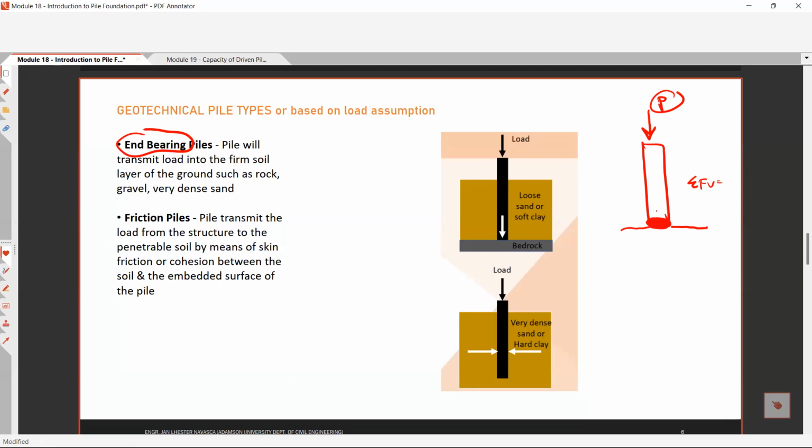For the friction piles naman, ito yung pile transmit the load from the structure to the penetrable soil by means of skin friction or cohesion between the soil and the embedded surface of the pile. So this load assumption, okay, tutulong yung soil. Tutulong yung cohesion ng soil dun sa capacity ng piles. So the assumption is walang end bearing, okay? Ang meron lang is yung skin.